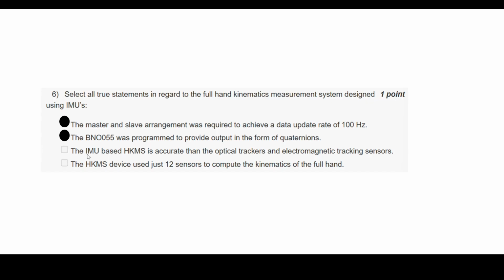We didn't really talk about the comparison with optical trackers and the electromagnetic tracking sensors. It was just used as a standard against which the system was evaluated, and they use 16 sensors to compute the kinematics, not 12.